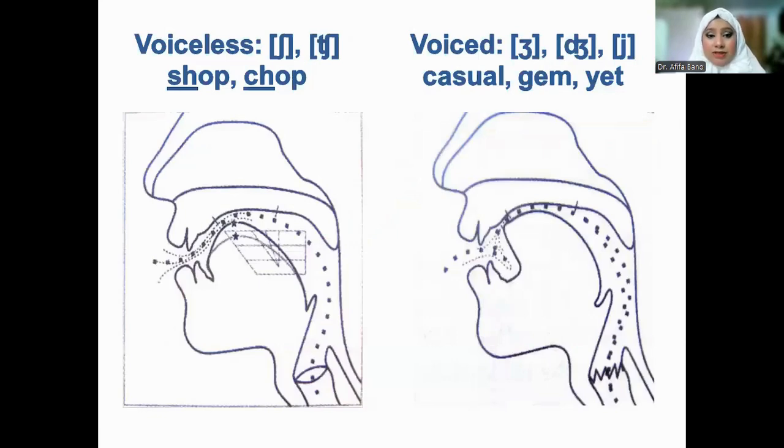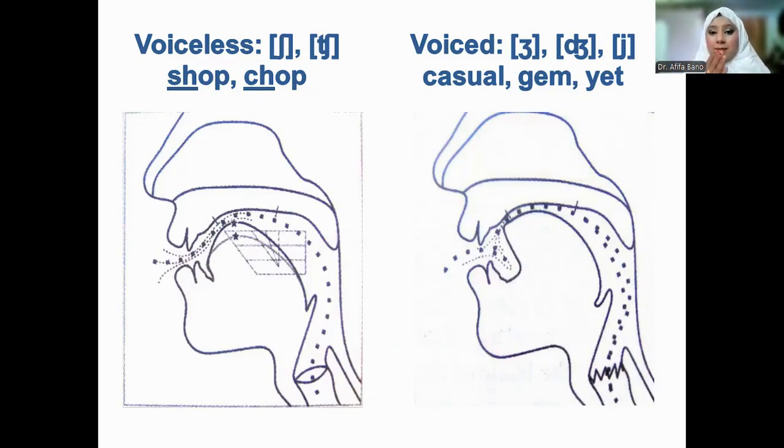Now see the picture. Voiceless sounds sha and cha. To pronounce the voiceless sounds sha and cha, what do we do? We say sha. Our tongue goes up, but the space remains there, and the sound comes. The air comes very easily. That's why it is voiceless, and there is no vibration.